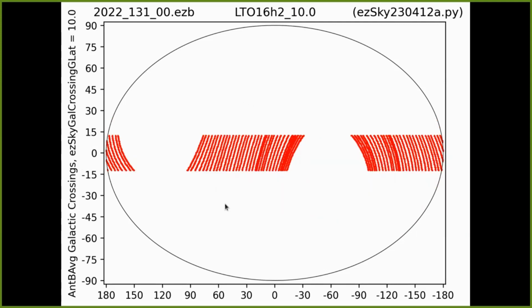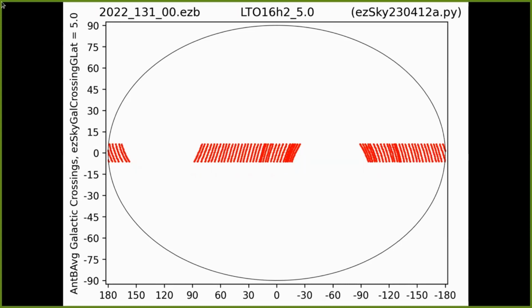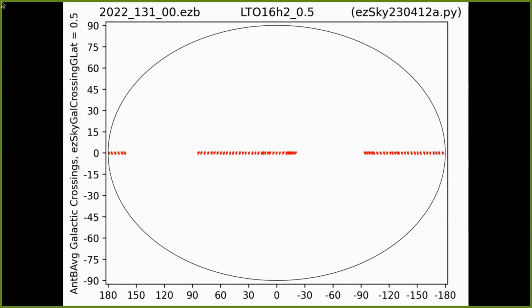Okay, if the criteria was plus or minus 10 degrees, we have fewer samples to choose from. For plus or minus 5 degrees, it might look like this. Plus or minus 2 degrees shows up here in the top left. 1 degree, how about within half a degree plus or minus of the 0 line, galactic plane? We get a bunch of samples.